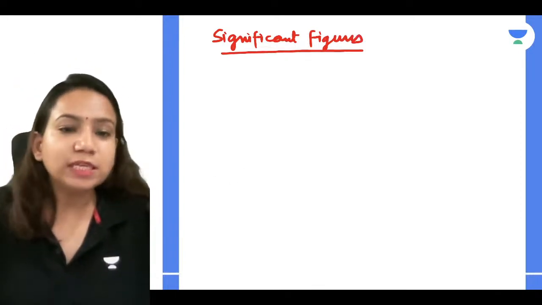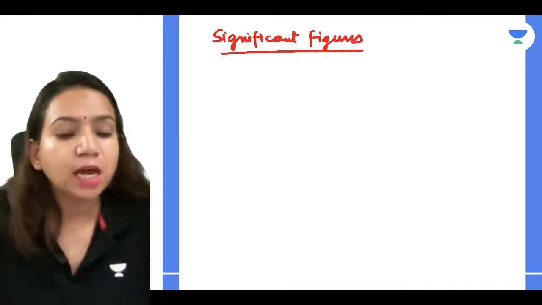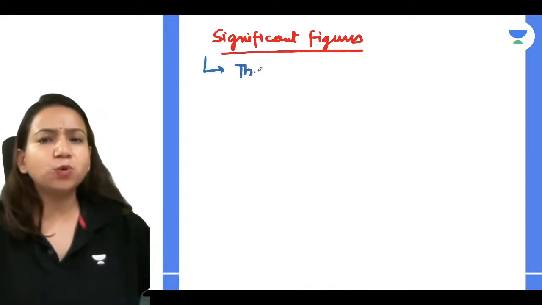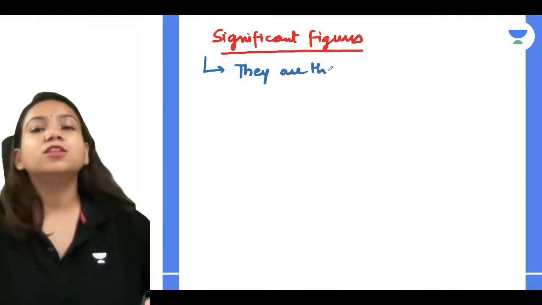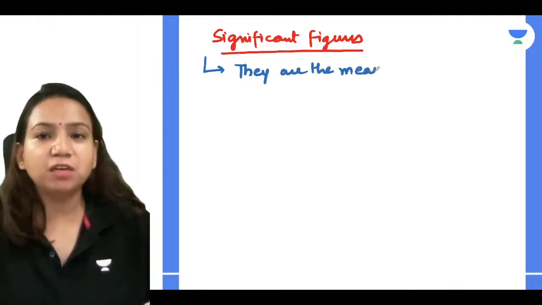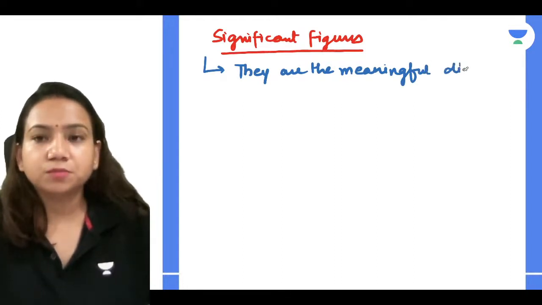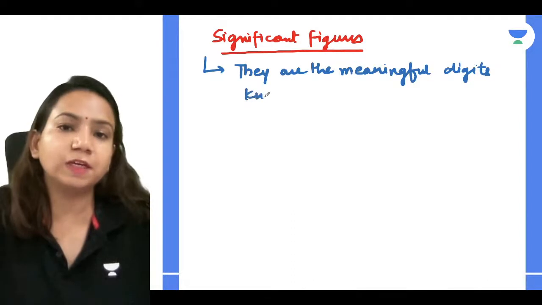Okay, so what are significant figures, guys? They are the meaningful digits known with certainty. Whenever you're doing any measurement, what are significant figures? They are the meaningful digits in any measurement. They are the meaningful digits known with certainty.